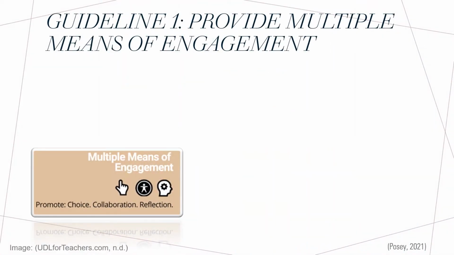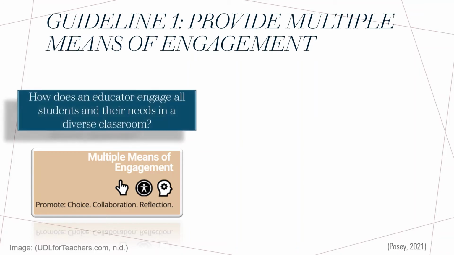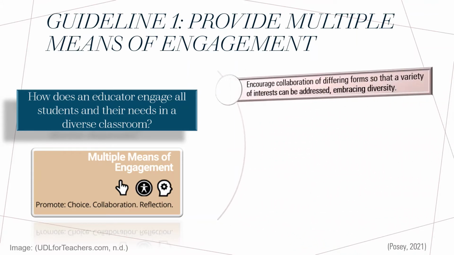Now let's implement these guidelines. Remember, guideline number 1 was to provide multiple means of engagement. So how does an educator engage all the students and their needs in a diverse classroom? One way is to encourage collaboration of differing forms so that a variety of interests can be addressed, embracing the diversity that's in the classroom.